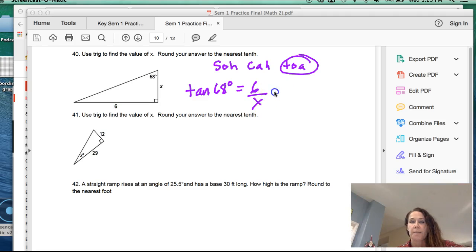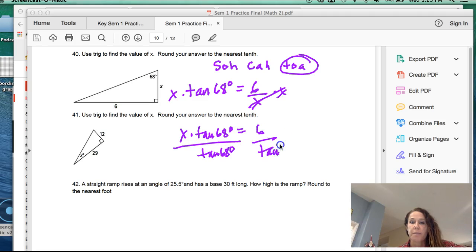Then I solve for x, multiply both sides by x. So I'm going to get x times tangent of 68 degrees equals 6. Then divide by tangent of 68 degrees on both sides. And you're going to get x equals 6 over tangent of 68. That is a calculator problem. You have to have a calculator. You have to plug in tangent of 68.